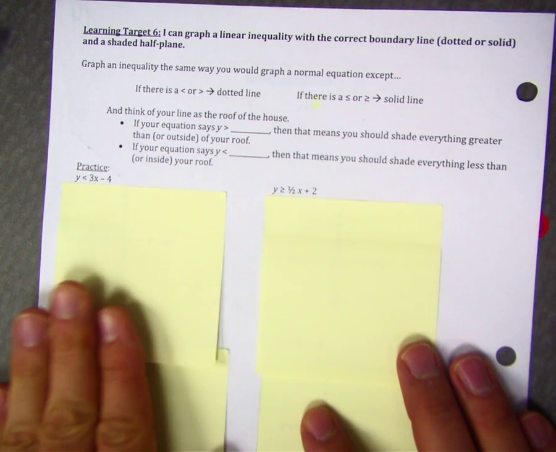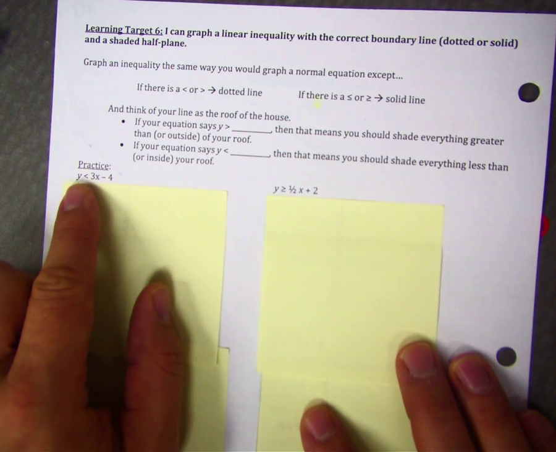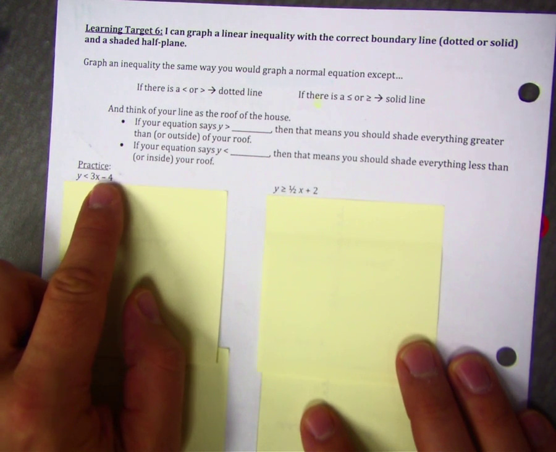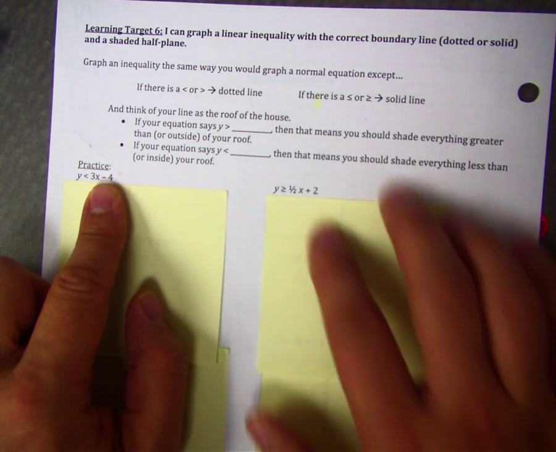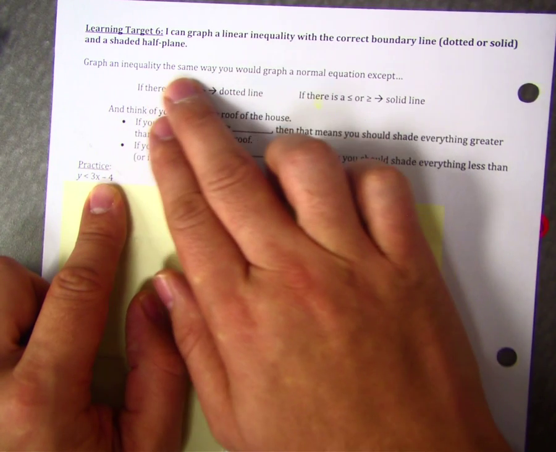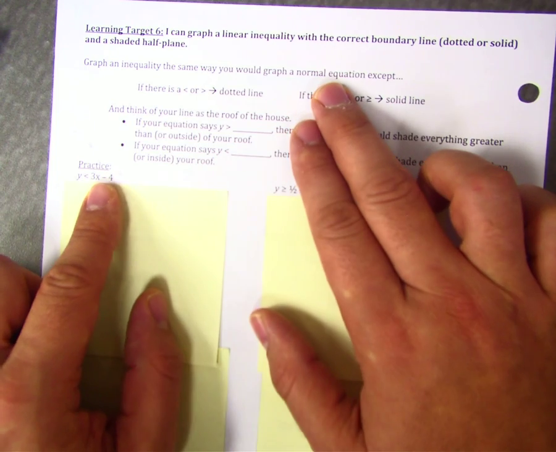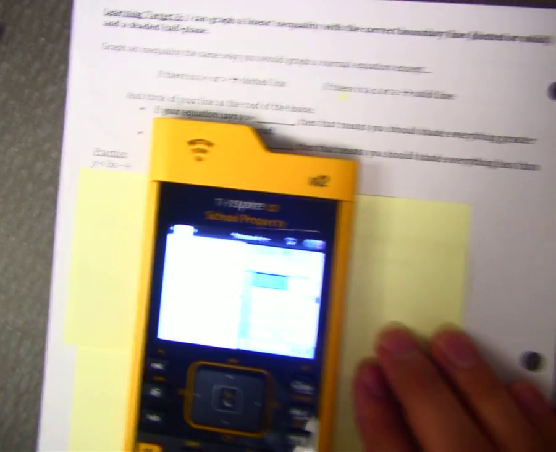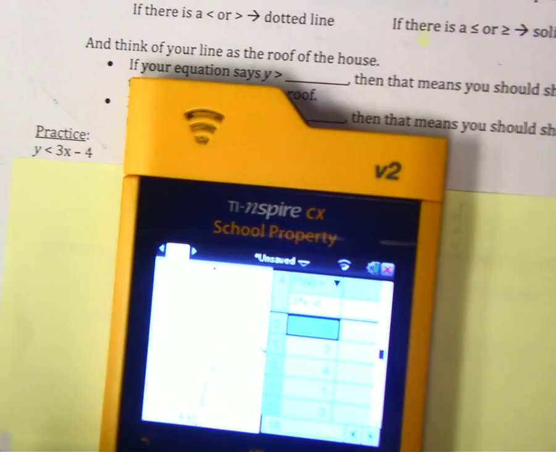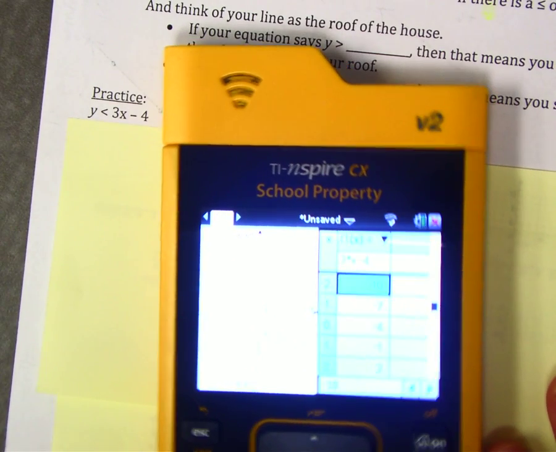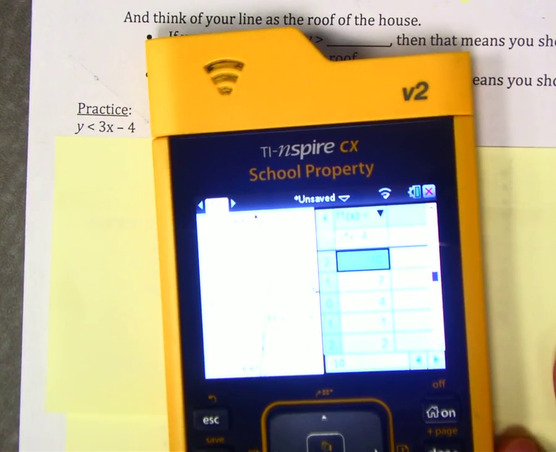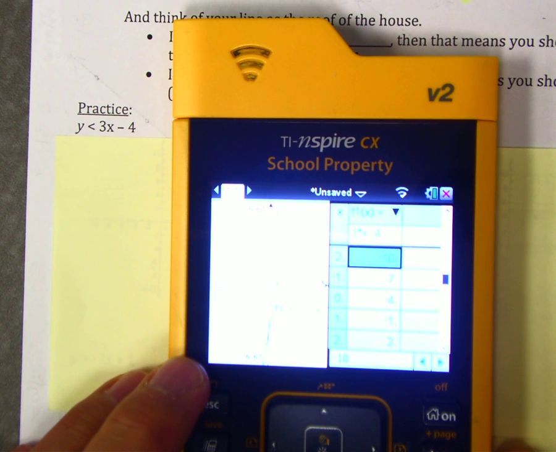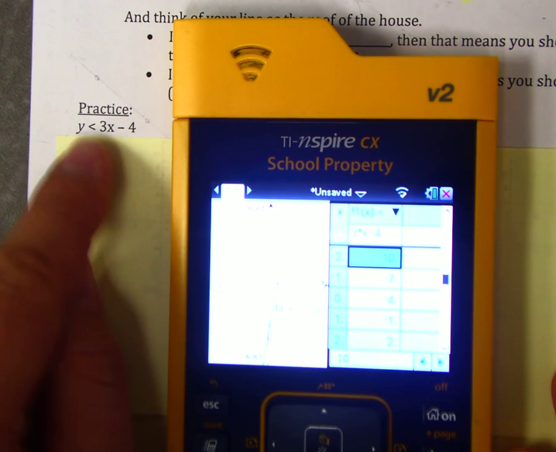All right, so let's go ahead and go to the first one right here. The first one is y is less than 3x minus 4. If you read up here, graph an inequality the same way you would graph a normal equation, except... For this first equation, I've already got this in the calculator, so you might want to pause it and copy the table down, or put it in your calculator and get the table. But this is the table for this one right here.